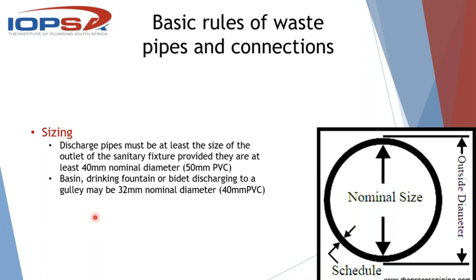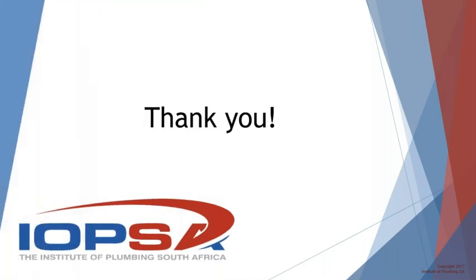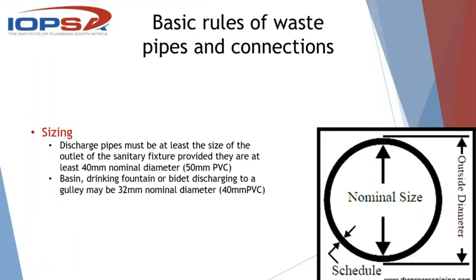So if you've got a single floor, a ground floor basin discharging straight into a gully, it can be 40 mil, no problem. But if it's going into a stack, 50 millimeters, no two ways about it. Any discharge pipe to a stack shall be nominal 50 mil, in other words, 50 mil PVC. Oopsie, sorry, my bad. I must go back. Okay, well, it's done anyway. So any pipe going into a stack shall be at least 50 mil PVC. That's the line drawn in the sand.